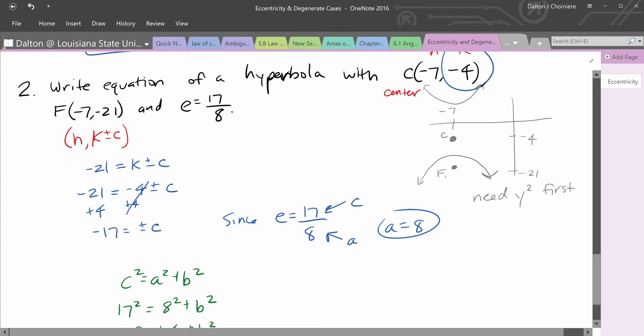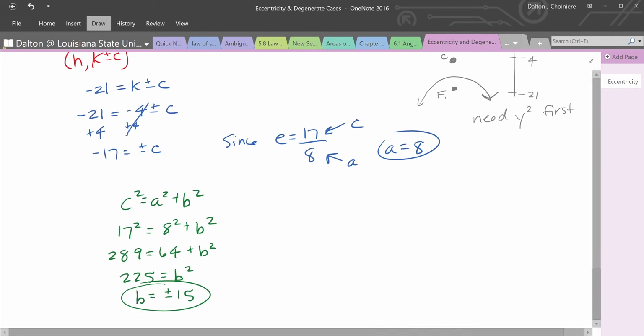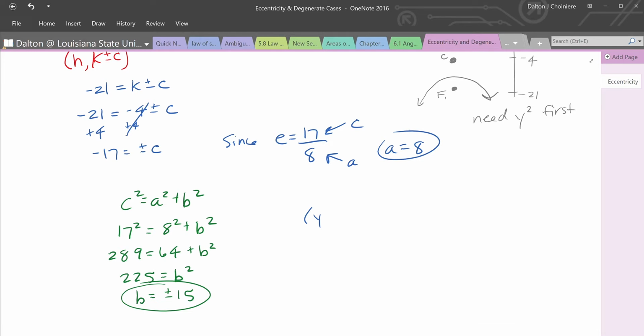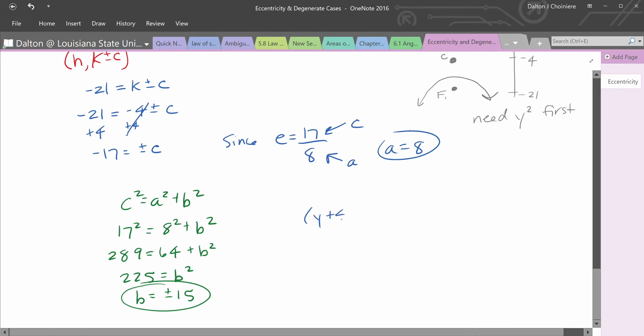Okay, y squared needs to be the positive one. So when I take these values for A, B, and C, A and B and H and K, then I plug them into the equation for the hyperbola. Now, y squared has to come first. So it's going to be y minus k, which will end up being plus 4, right? So y plus 4 squared over a squared will be 8 squared, which is 64.